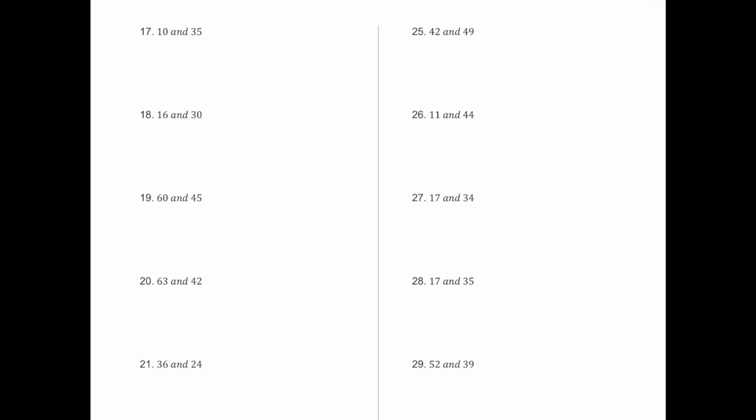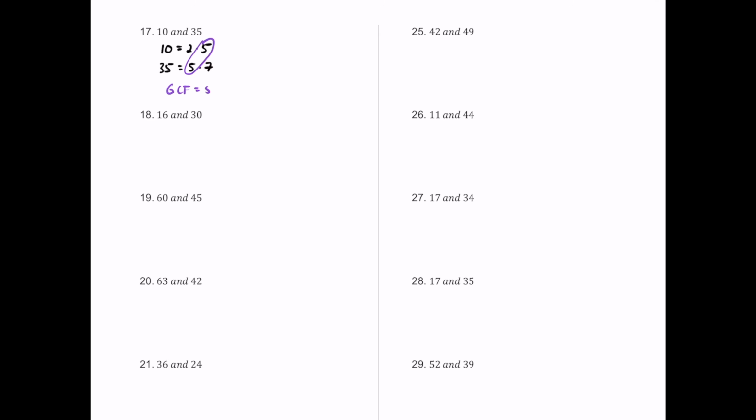Let's check out 17. So for 17, we have 10 and 35. So 10's prime factorization is just going to be 2 times 5. For 35, I know that breaks into 5 times 7. And so what they have in common here is just the 5. So I think that's our GCF.